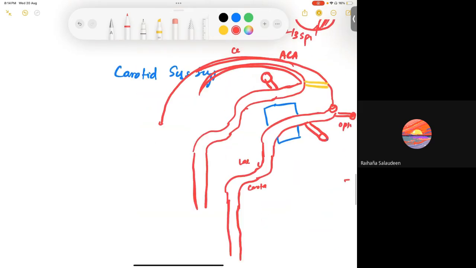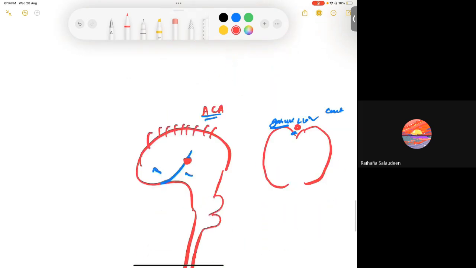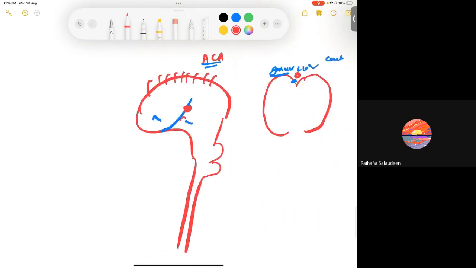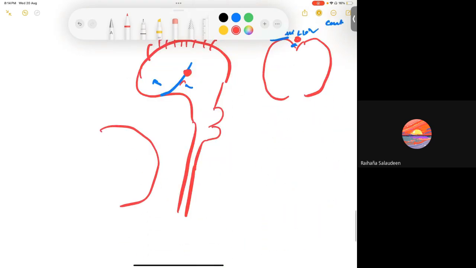You can see this middle cerebral artery is going to be moving through that fissure, and it will be just coming out at the lateral aspect of your brain, right? For example, let me just open up this fissure. Once I open up this fissure, you're going to have a structure just like that.